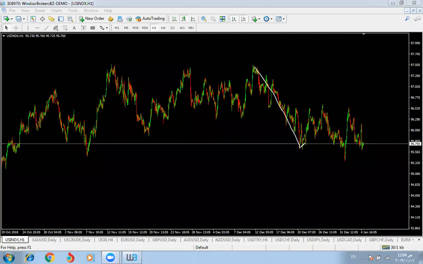Is right there. Then we have a corrective structure in the form of running flat. Then we are expecting the price to move to our anticipated direction. That's all about the dollar index. This is me moving to gold.